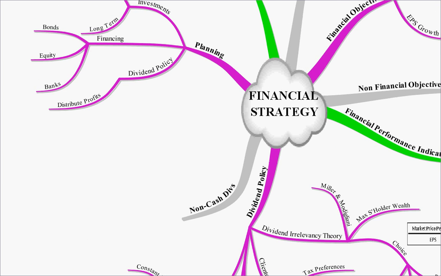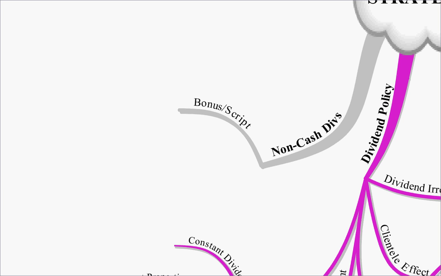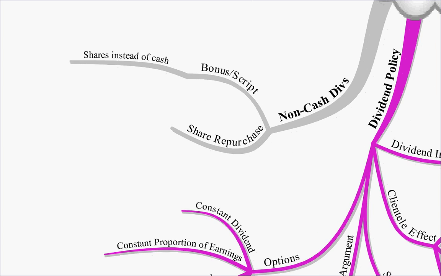There are some ways then to return non-cash dividends. First of these is a bonus or scrip issue. Now this simply means that you pay in the form of shares. People get extra shares instead of a cash dividend. Another way to do this is a share repurchase, simply buying back some of the shares that you have issued.